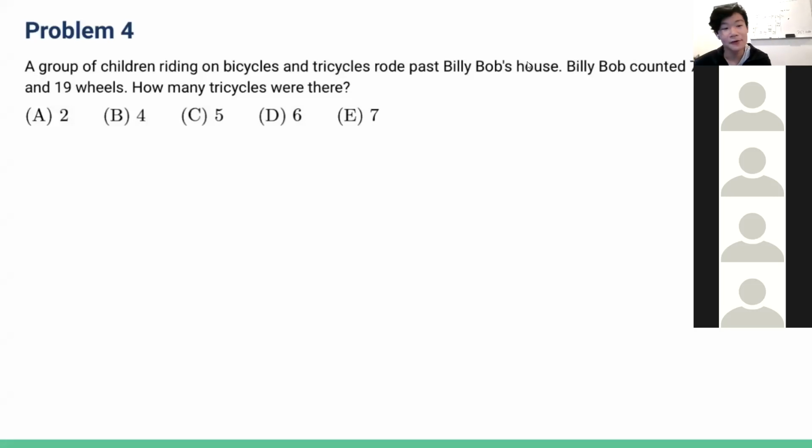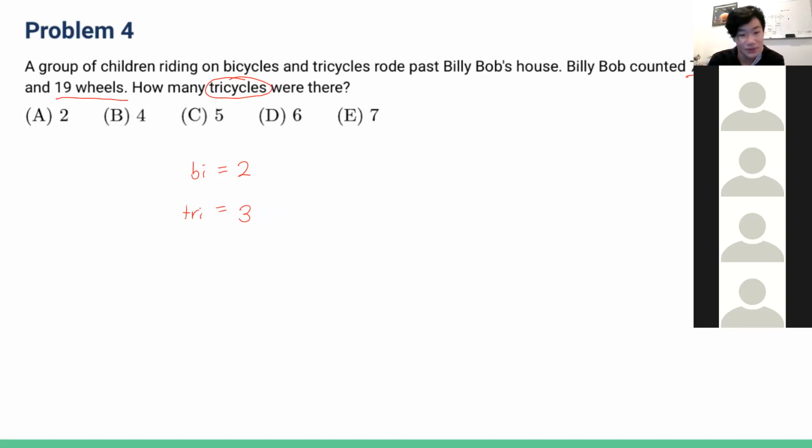Okay. So number 4, a group of children riding on bicycles and tricycles rode past Billy Bob's house. Billy Bob counted 7 children and 19 wheels. How many tricycles were there? All right, let's identify what we know and what we want to know. So we know there are 7 children and 19 wheels, and we're trying to see how many tricycles. So we know that a bicycle is 2 wheels, and a tricycle is 3 wheels, right? And we're trying to find how many tricycles there are if there are 7 children and 19 wheels.